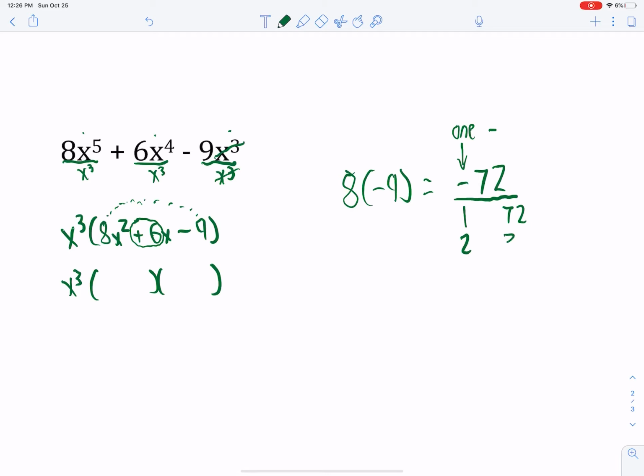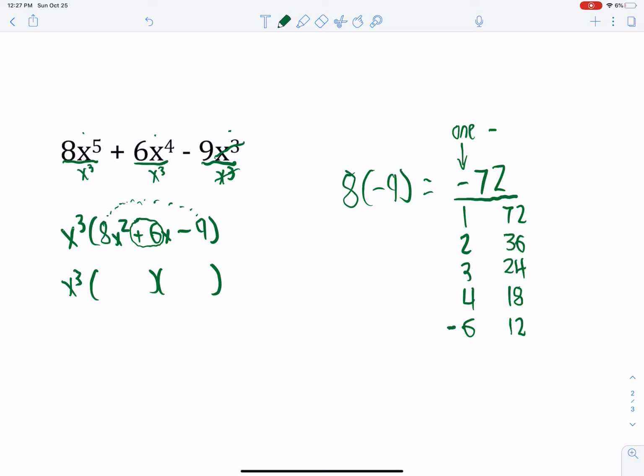We could do 2 times 36. That's not going to help. Let's see. 3 times 24, I could make that a 21 or negative 21. That doesn't help. Either way, it's not going to be the right answer. Let's see, 5 doesn't go in there. 6 goes in there 12 times. This is going to work.